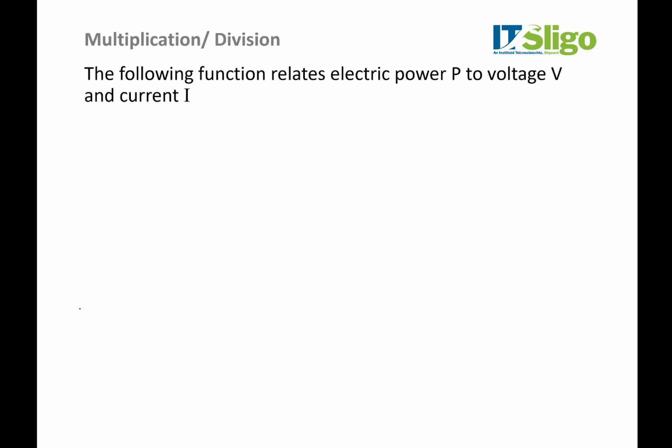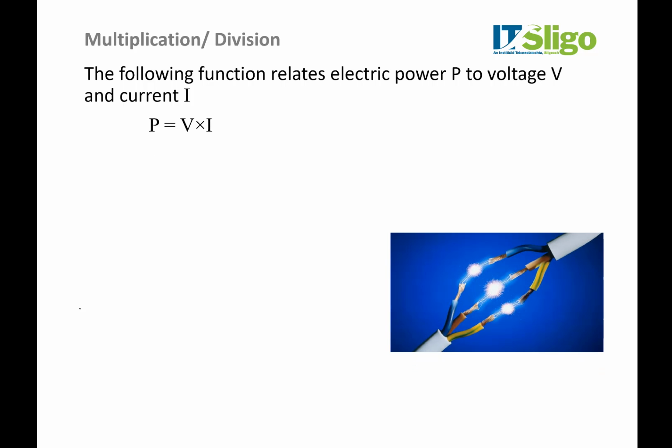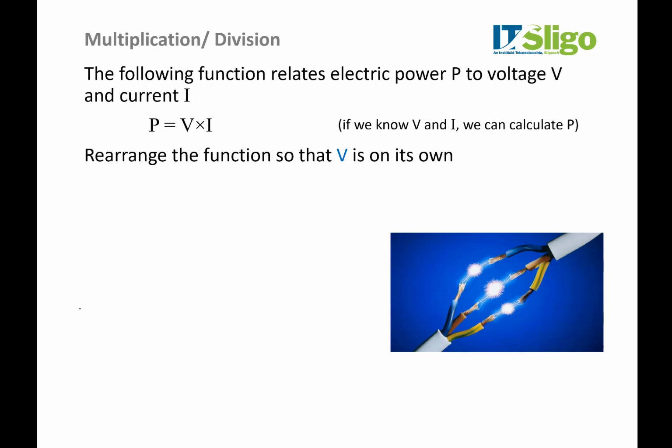Multiplying and dividing. So here's a function that relates power, voltage and current in relation to power. So if we know the voltage and the current, we can calculate the power drawn by whatever we're looking at. But say we only know the current and we know the power and we want to calculate the voltage. We want an output of voltage. In other words, we want V on its own.